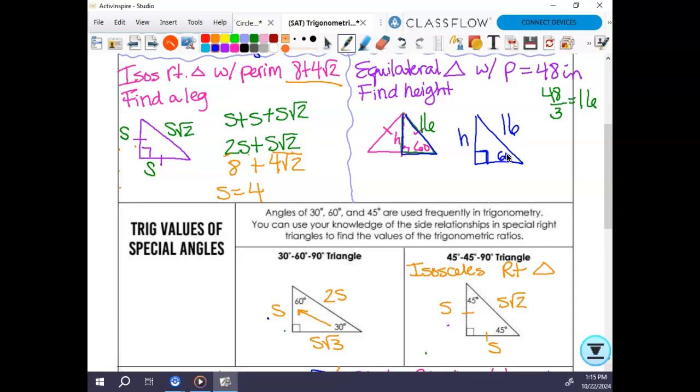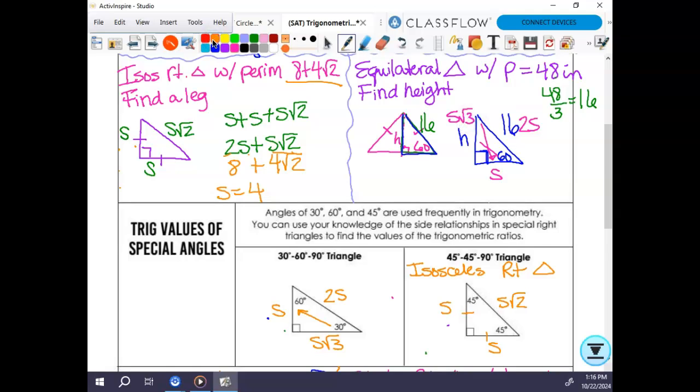Before I even look at the patterns and the labels I would put on there, I'm going to figure out where the short leg is. Is the short leg what I have labeled as H? No, because this is across from 60, so across from 30 would be my short leg. I'm going to get an S on there. And then I'm going to look at my reference materials so I can make sure I put the right things on the other ones. This is 2S, and this is S times the square root of 3.